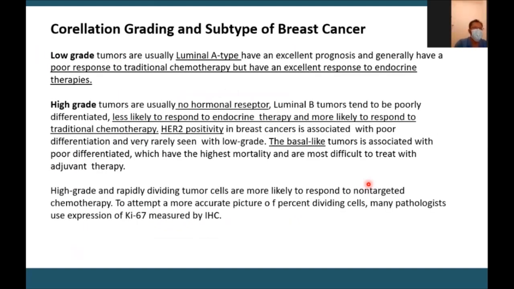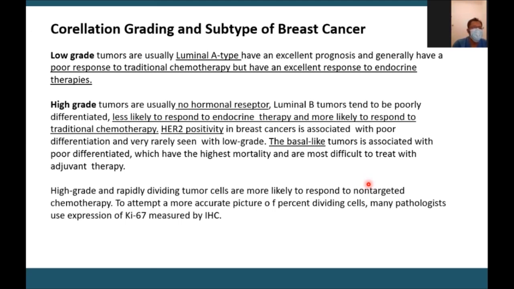And then, the correlation of grading and subtype of breast cancer. Literature states that low-grade tumors are usually luminal A-type, have an excellent prognosis, and generally have a poor response to traditional chemotherapy, but have an excellent response to endocrine therapy. High-grade tumors usually have no hormonal receptor. Luminal B tumors tend to be poorly differentiated, less likely to respond to endocrine therapy, and more likely to respond to traditional chemotherapy.